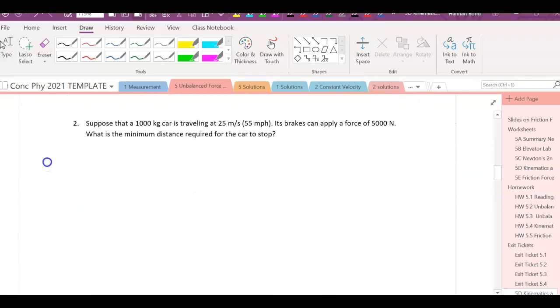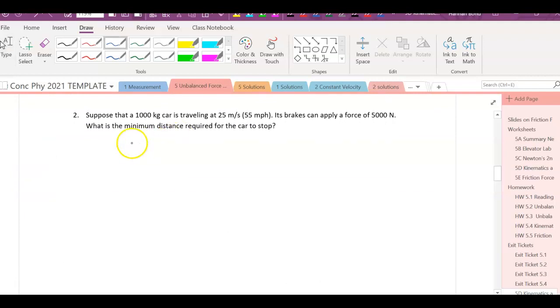In problem number 2, okay, so we have a car initially traveling at 25 meters per second. Its brakes apply a force of 5,000 newtons, and it stops. And the question is, what is the minimum distance required for the car to stop? I want to talk about this brakes applying a force. We're going to take this as the net force.